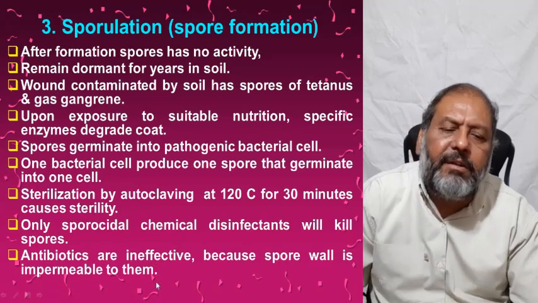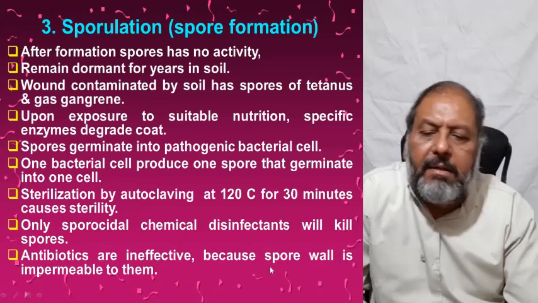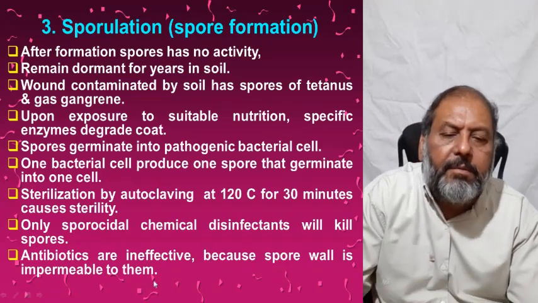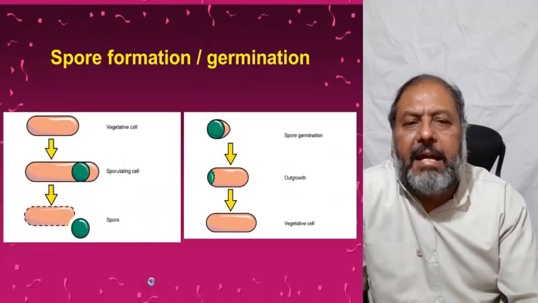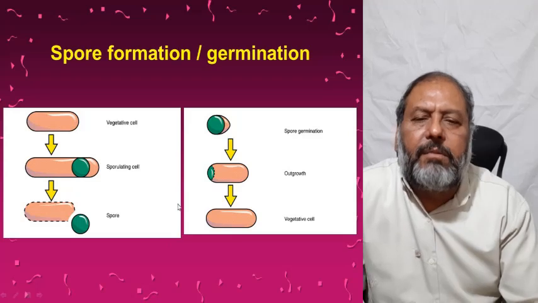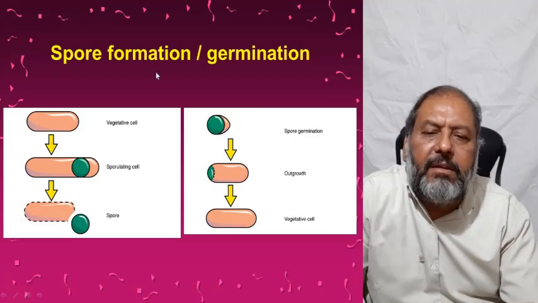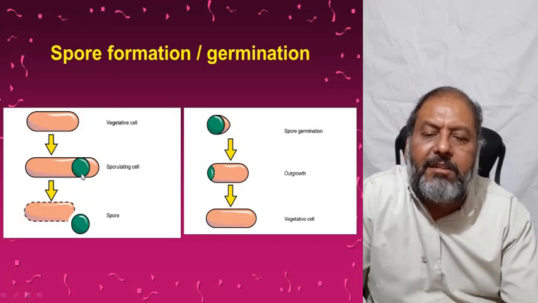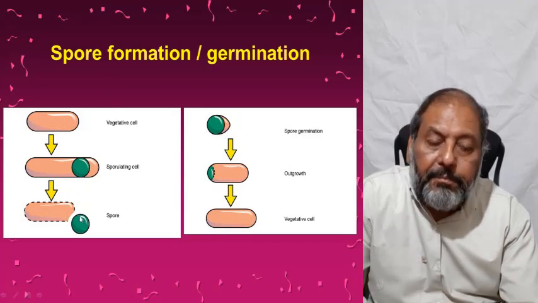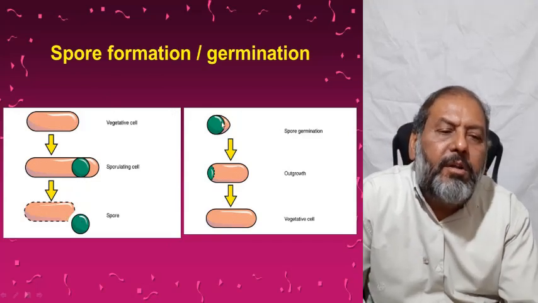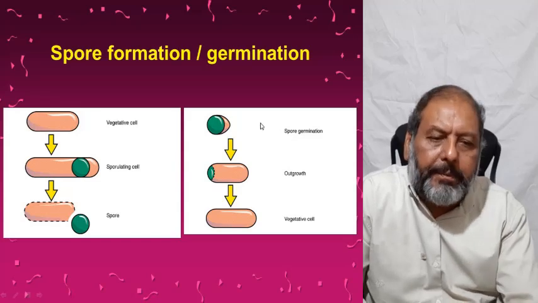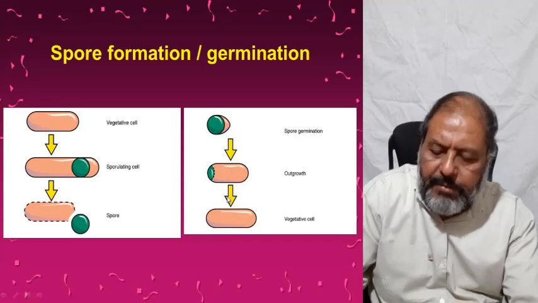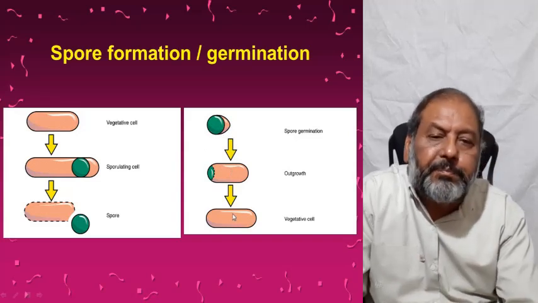Antibiotics are ineffective because the spore wall is impermeable to them, so they cannot reach and cause the destruction of the spore. Here one can see a vegetative cell changing into the spore and detaching from the mother cell. Now this spore, on exposure to a suitable environment, changes back to the vegetative cell and is able to divide.